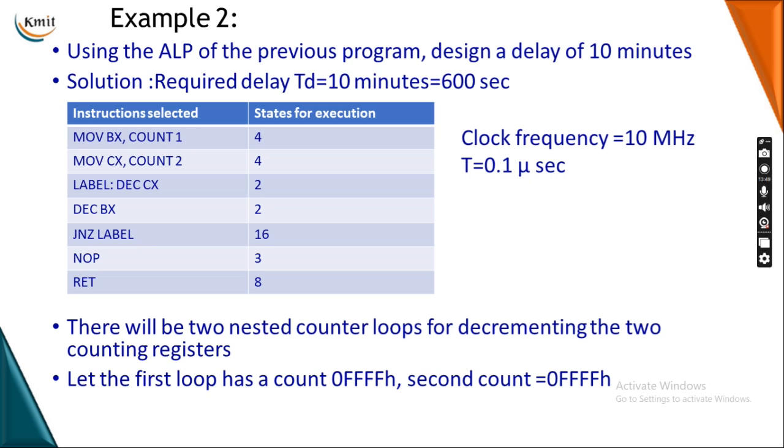Next example: a delay of 10 minutes. The required time delay is 10 minutes, which is 600 seconds. Clock frequency is 10 megahertz, so the clock period is 0.1 microseconds. There will be two nested loops for decrementing the two counting registers, decrement CX and decrement BX. Let the first loop have a count, and the second a count.